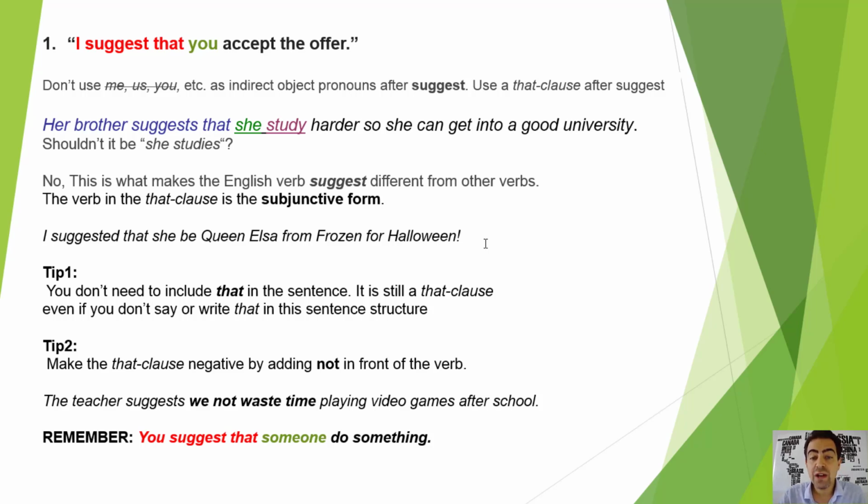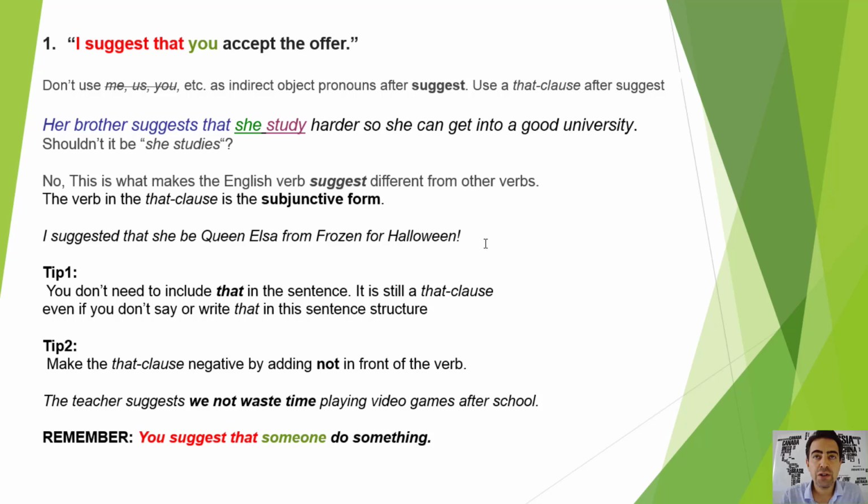I suggest that you accept the offer. We use a that clause after the verb suggest. A that clause. Look at this example. Her brother suggests that she study harder so she can get into a good university. The question is, shouldn't it be she studies? The answer is no. This is what makes the English verb suggest different from other verbs.